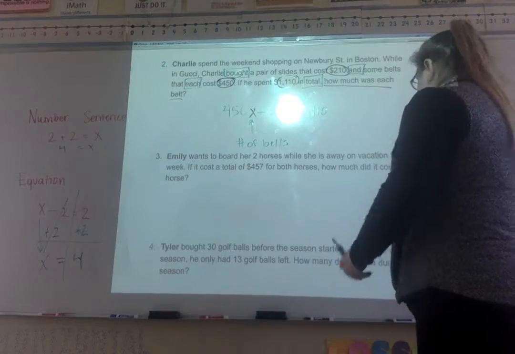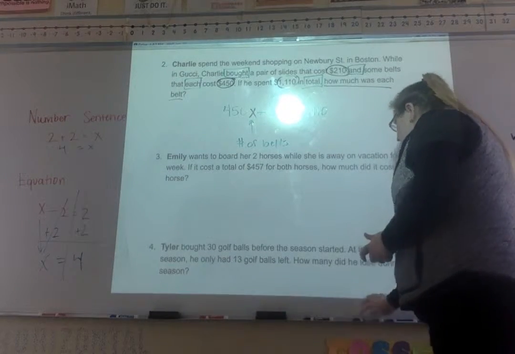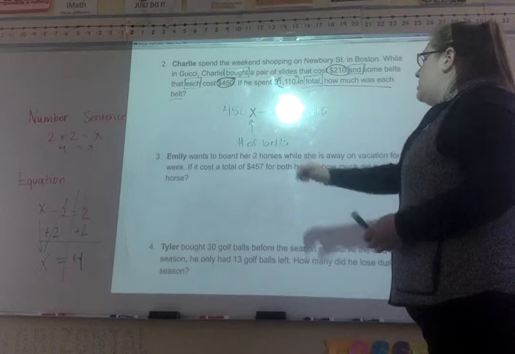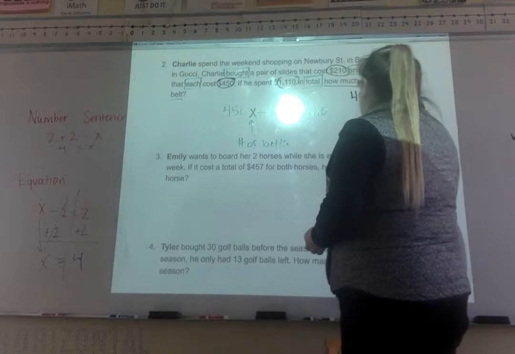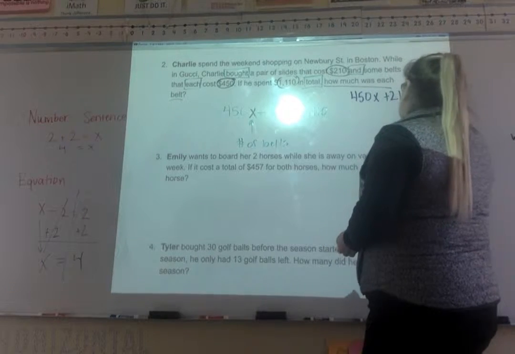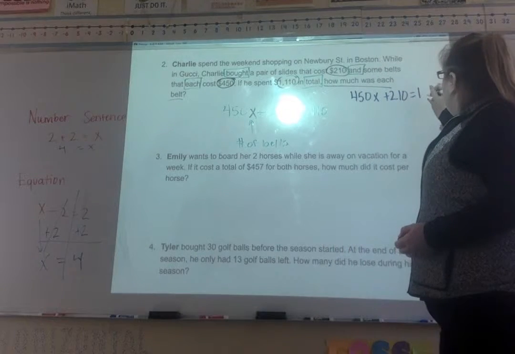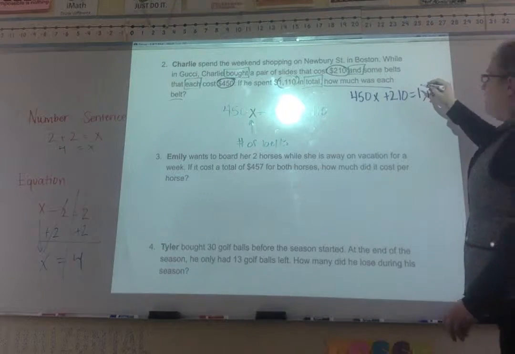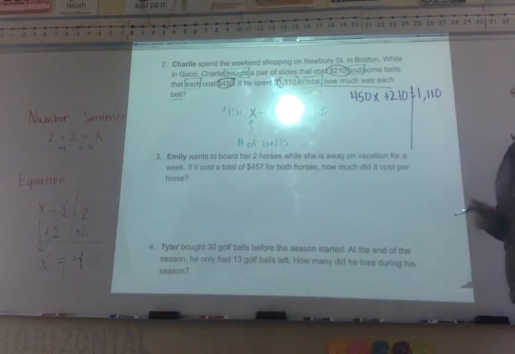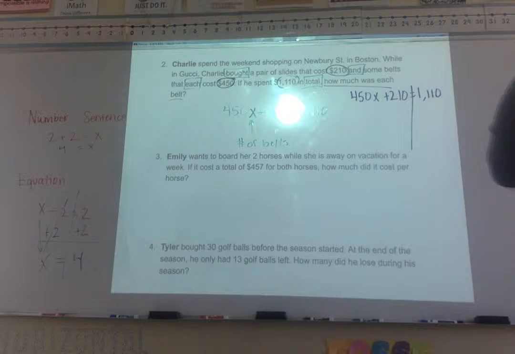I'm going to rewrite mine in a different color off to the side because I wrote underneath it. So I have 450x plus 210 is equal to 1,110 bucks. This is our equation. You guys know how to do two-step equations. You got this. What do I do first?